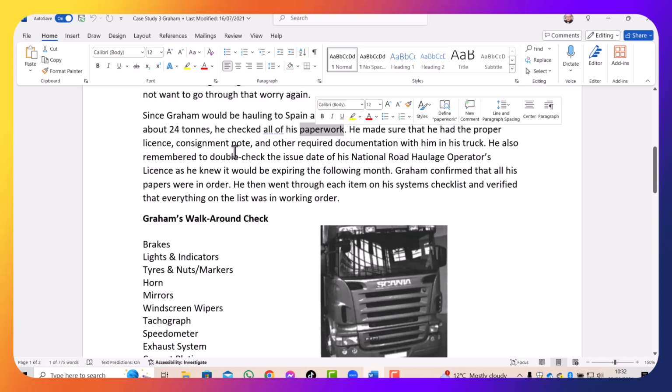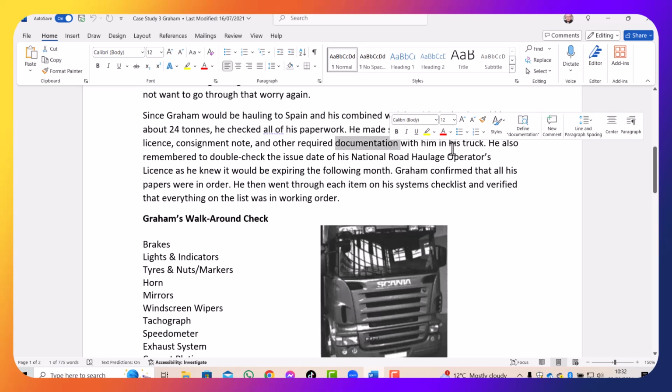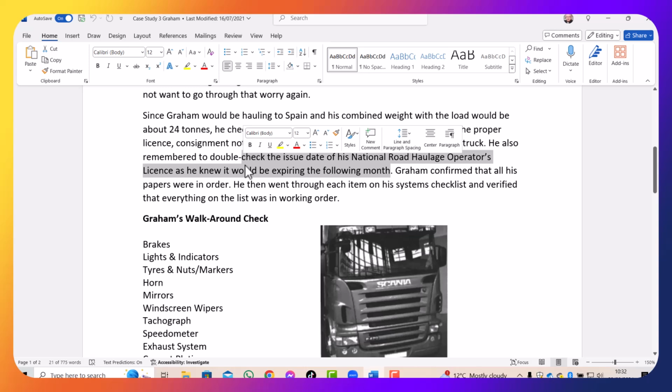He made sure that he had the proper license, consignment note, and other required documentation with him in his truck. He also remembered to double check the issue date of his National Road Haulage Operator's License, as he knew it would be expiring the following month. Okay. If you do have an operator's license, you have to apply for a new one 3 months before it expires, so that doesn't make a lot of sense.